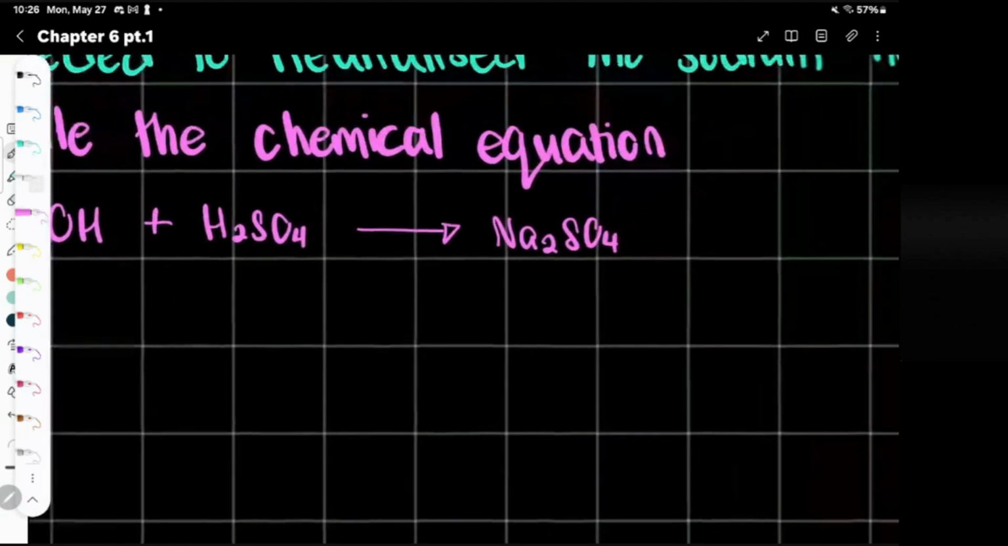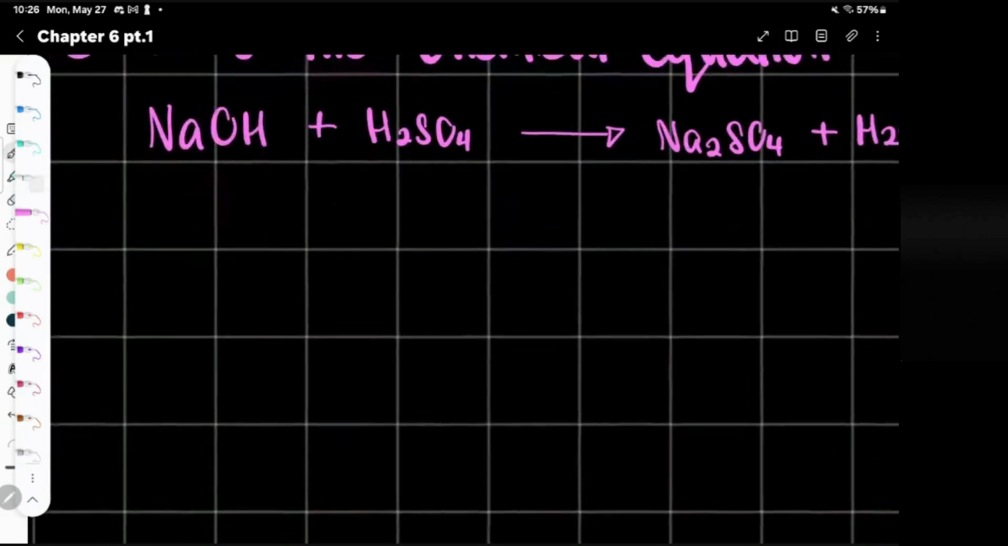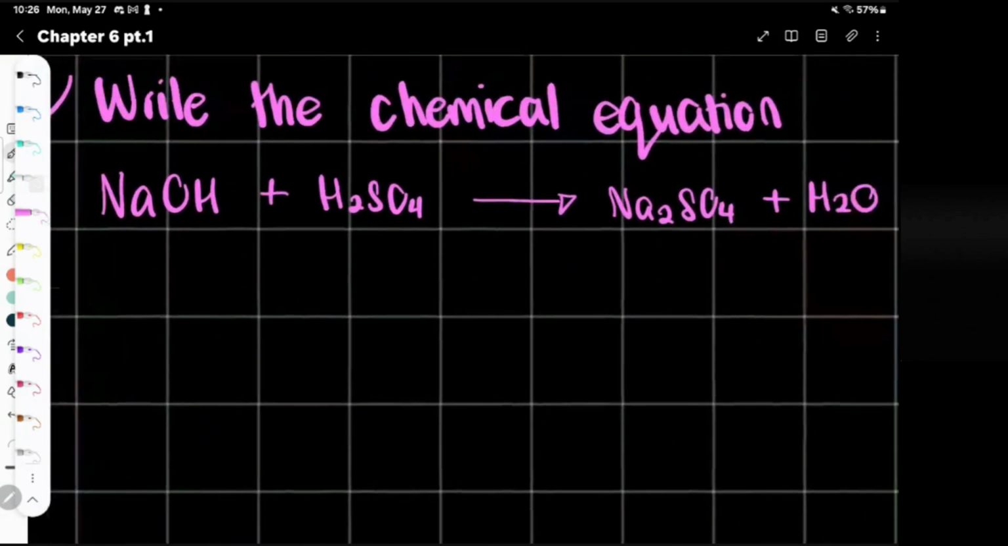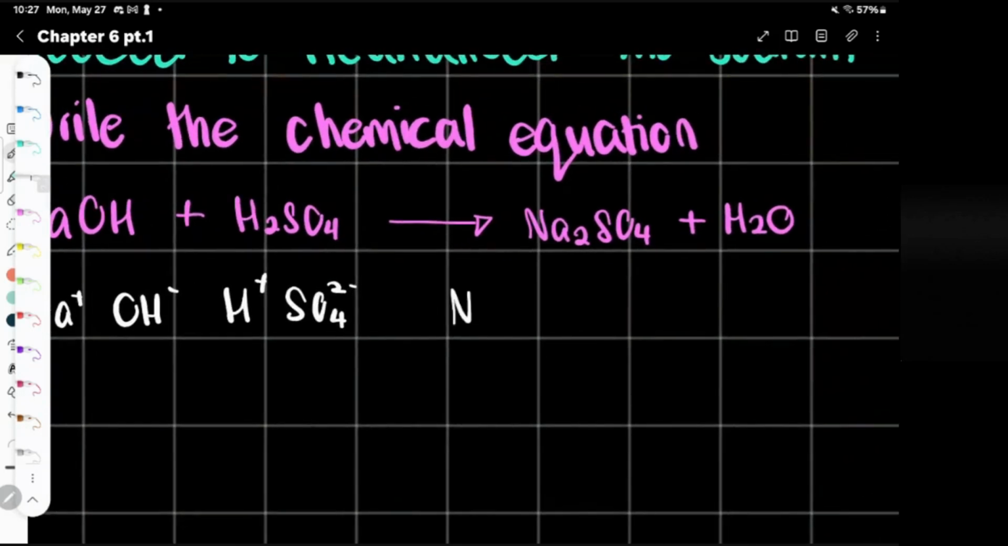Just in case you guys are confused, let's do here. In case you don't know how to create the salt, first of all, we can list out all the ions here. So Na plus, OH minus, and H plus here, and then SO4 2 minus, and then H2O.